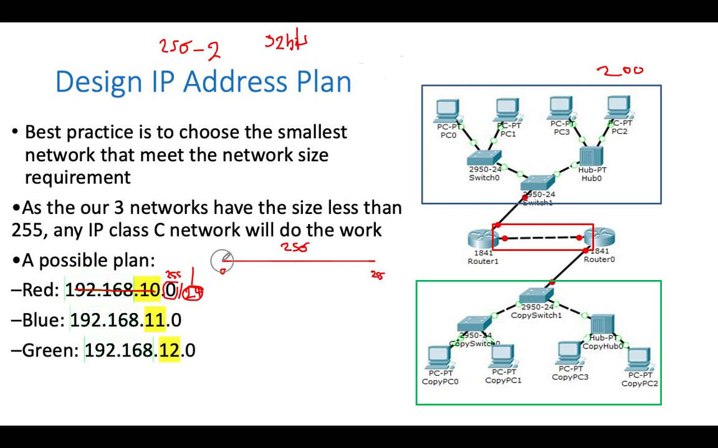Those two I cannot use as hosts. This one is the network ID, and this one is the broadcast IP address. And I have from 10.1 until 10.254 as usable IP addresses. Feel free to allocate any IPs. You need 200? Yes, you have 254 over here.